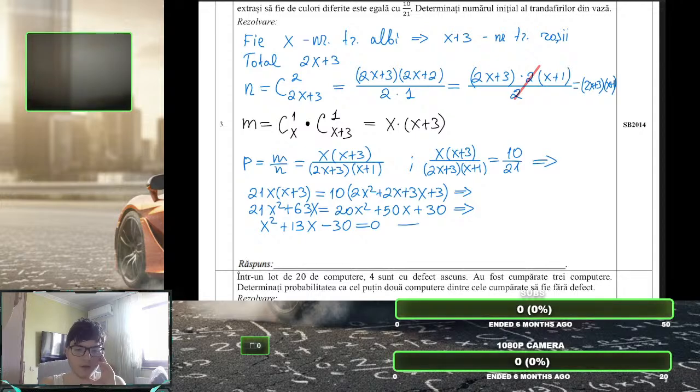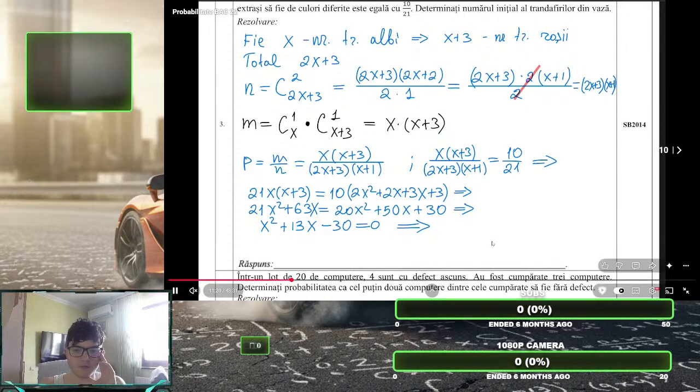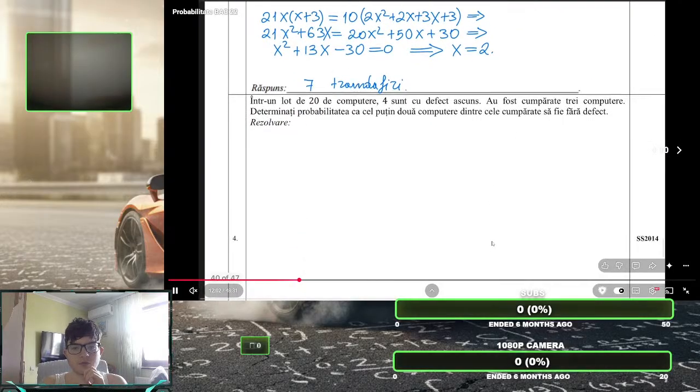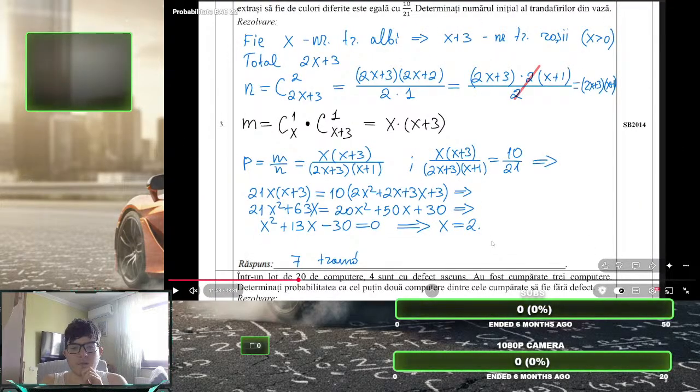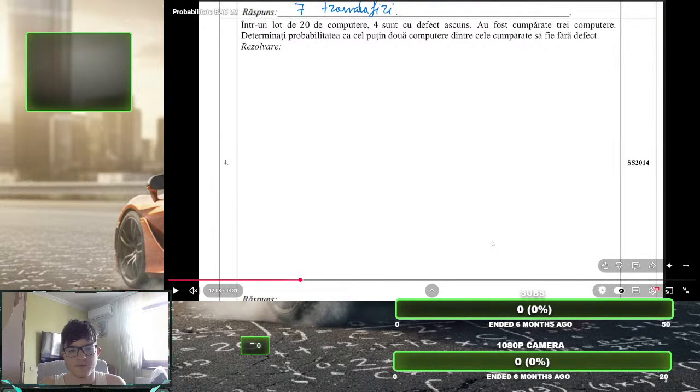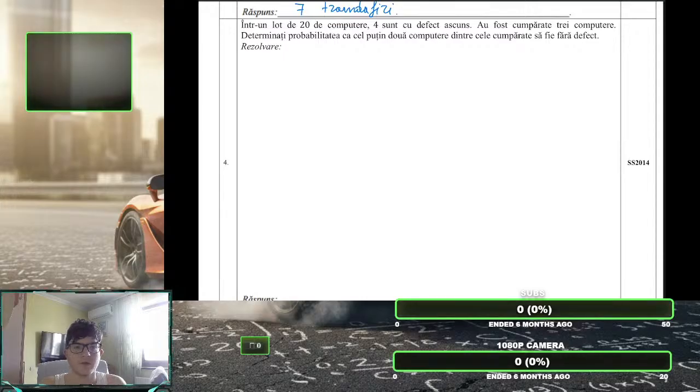Now using V out or delta we solve. X is basically 2. What? X is 2? I mean, I guess we can skip it like this. So if we plug it in, it's going to be 4 plus 3, which is 7, right? So that's this. Now you have to solve this problem right here.